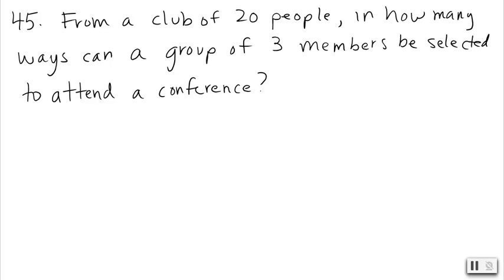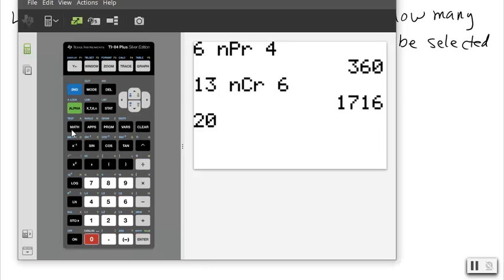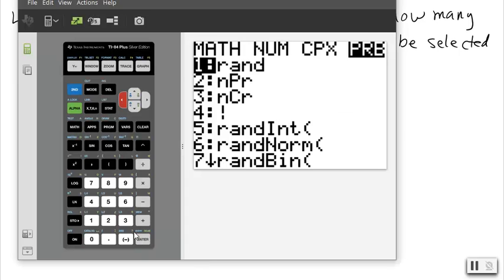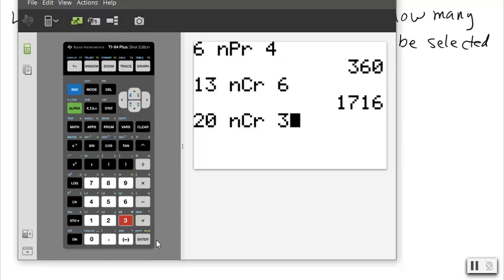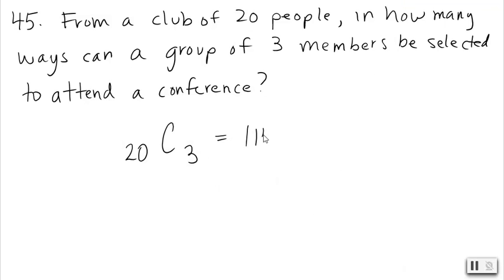Okay, because they're selecting 3 people just to attend a conference, they're not putting them in specific positions or roles. They're just selecting a group of 3 people. The order doesn't matter, and so this is another combination. There are 20 total people to choose from. We're going to choose 3, so that's 20C3. Run to the calculator. 20, math, scroll to probability, 3, enter. 1,140 groups of 3 people who could be selected to attend the conference. That's a combination because the order doesn't matter.